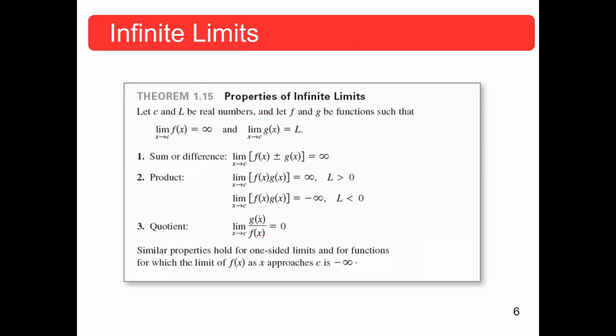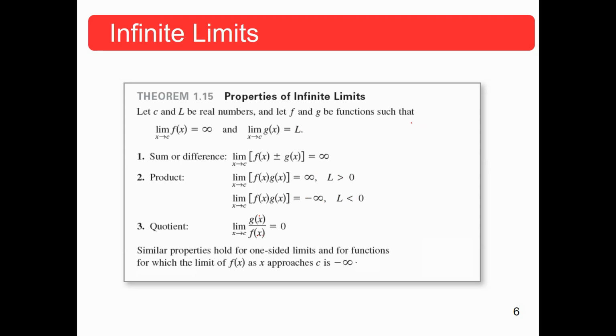Now let's look at a couple of properties. If we have an infinite limit and then a limit that is an actual limit, if we add infinity to a real number or subtract a real number from infinity, we still get infinity. So sums and differences will always give us infinity if we're adding infinity to some number. Also, for multiplying, if one of our numbers is infinity and one is a real number, if that real number is positive, so if L is greater than 0, then we'll get positive infinity.